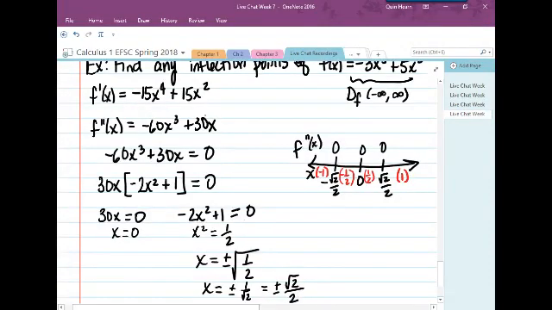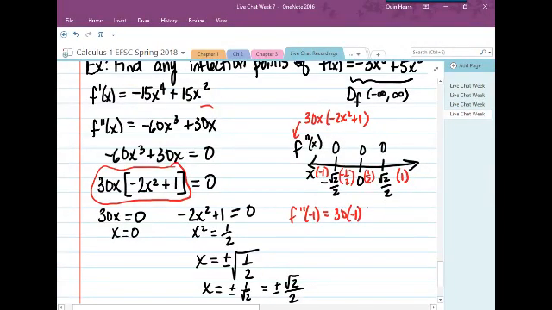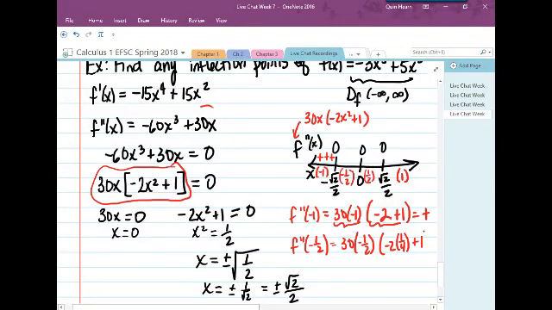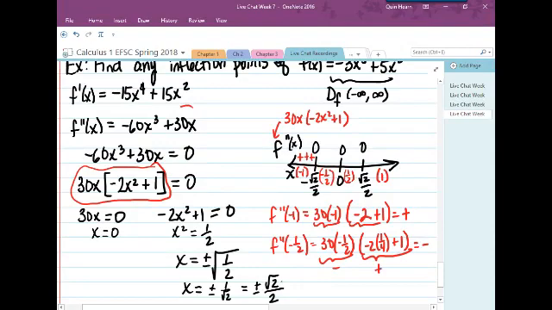All right, so plugging into the second derivative, which is probably easier to work with in factored form. So we're plugging into 30x times negative 2x squared plus 1. If you plug in negative 1, f double prime of negative 1 would be 30 times negative 1 times negative 2, negative 1 squared is just 1, so negative 2 plus 1. So it's going to be a negative times a negative equals a positive. So we're going to have all positives here. And then f double prime of negative 1/2, that's going to be 30 times negative 1/2 times negative 2 times negative 1/2 squared is positive 1/4 plus 1. So that's going to be a negative times, let's see, negative 1/2 plus 1 would be a positive. Negative times positive is going to be negative. Okay, so that's negative.